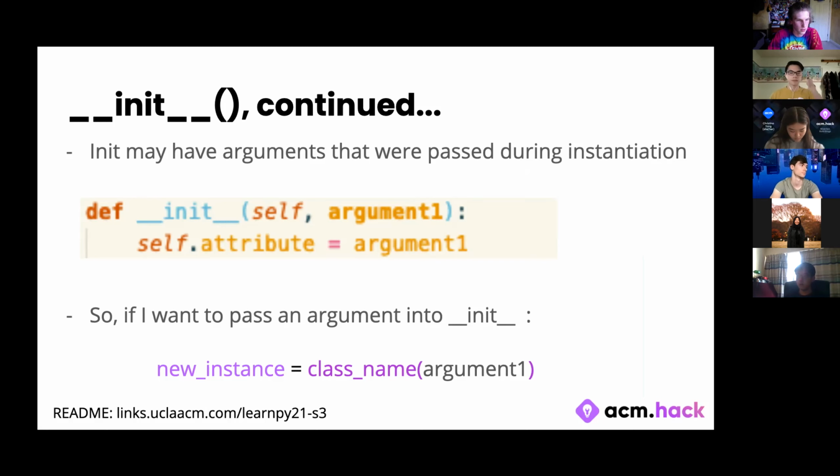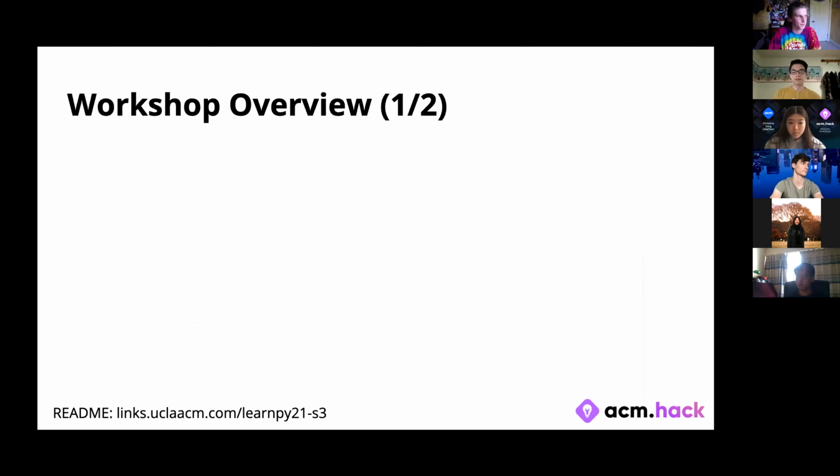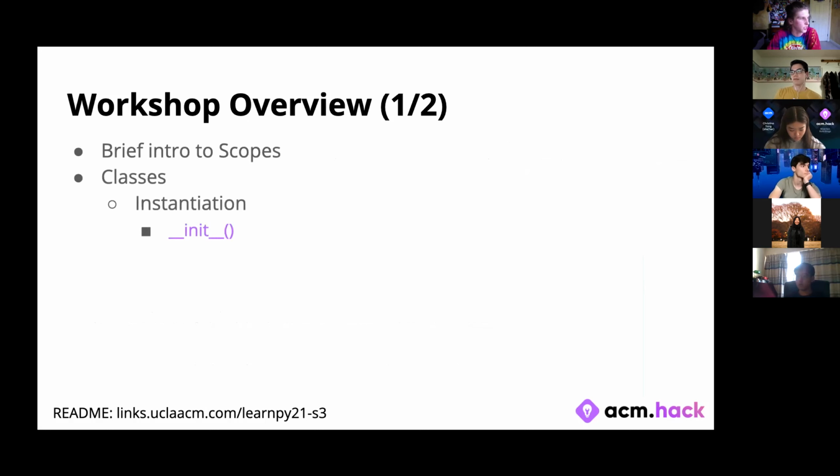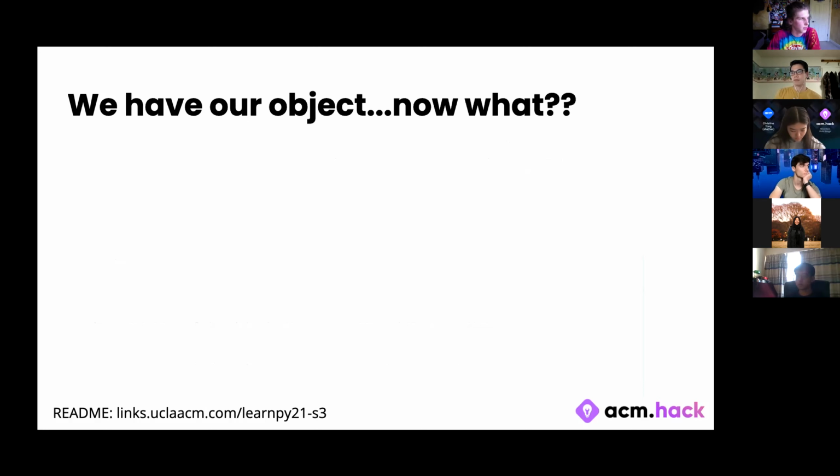All right. So what did we just do? We went over instantiation and the init function. So now we are doing what, basically? So we have our object. Now what do we do?